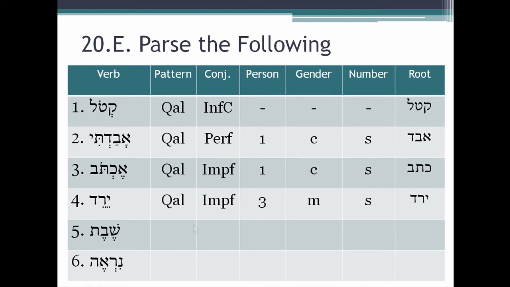Number 5, shevet. What's our pattern? Segol, segol tav. Immediately that screams kal infinitive construct. And the source, again, first yod verb, that's the first thing to try, is yashav.